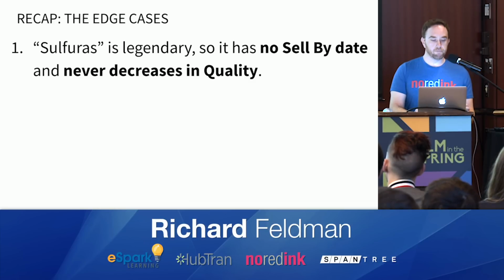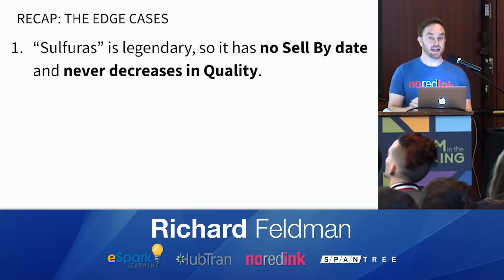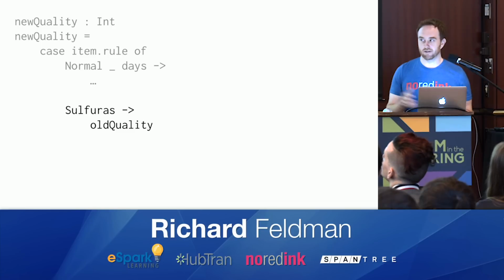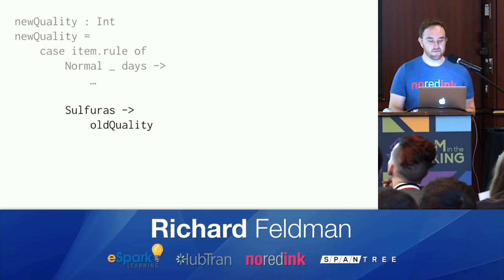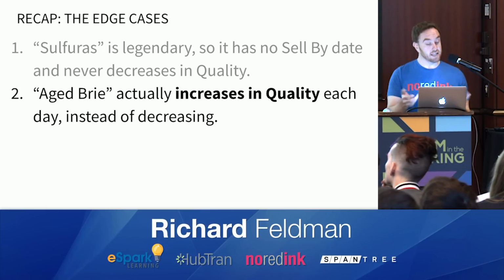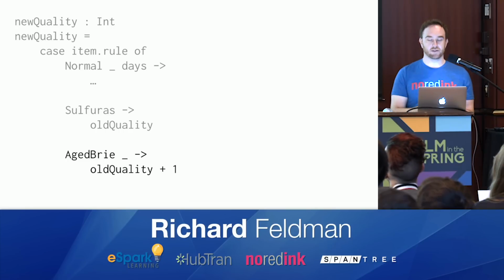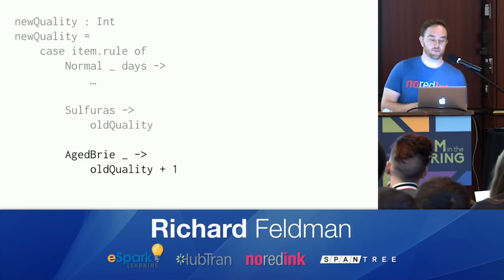Okay, to recap the edge cases, first one: Sulfuras is legendary, so it has no sell-by date and never decreases in quality. To implement that, we're just going to say, well, just return the old quality. Never decreases in quality. Great, we're done. That was easy. Aged Brie actually increases in quality instead of decreasing. So old quality plus 1 instead of minus 1, and no further conditionals needed. We're pretty far away from 16 ifs at this point.